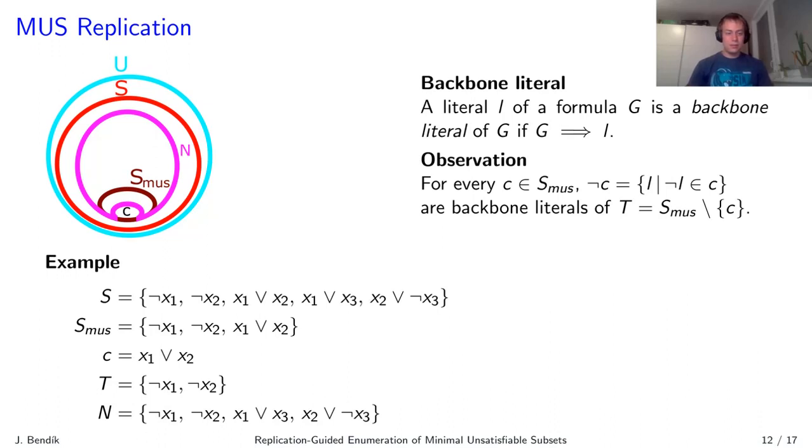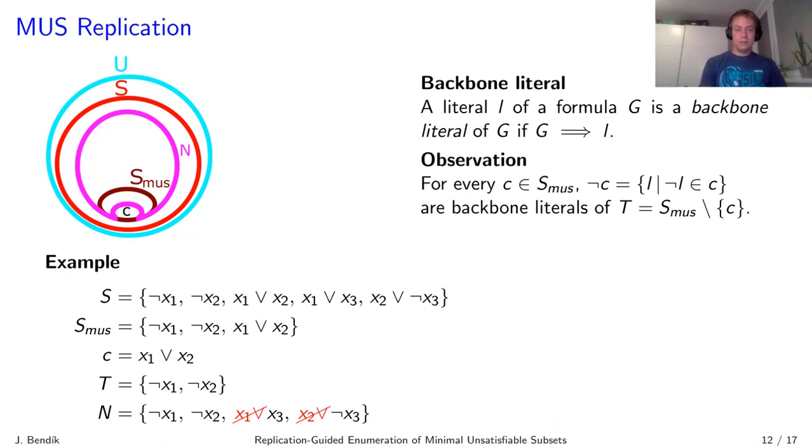Now we choose as the set N the clauses not x1, not x2, x1 or x3, and x2 or not x3. Note that N is a superset of T, which means that every backbone literal of T is also a backbone literal of N. Therefore, we can use the backbone literals of T to simplify N. In particular, if we propagate not x1 and not x2, we get this formula. And now we can easily see that N is unsatisfiable.